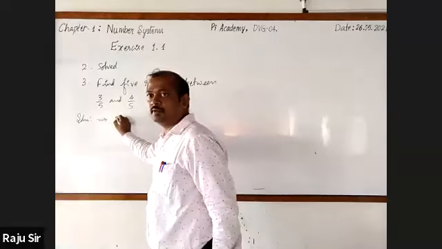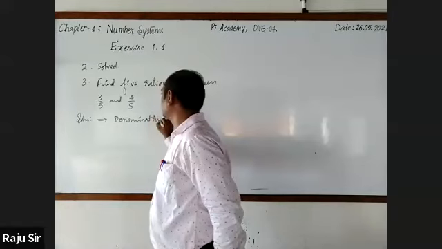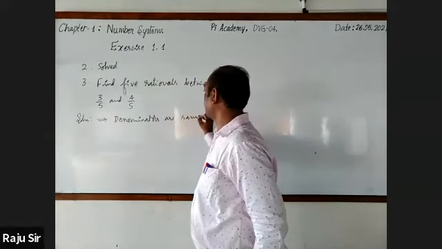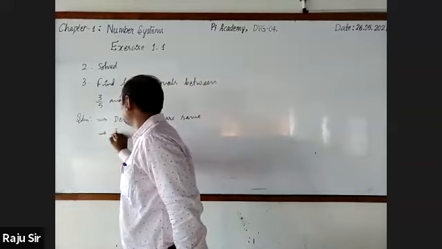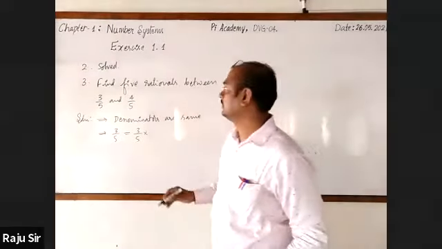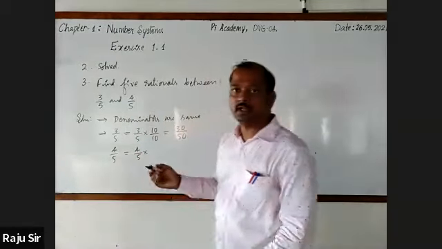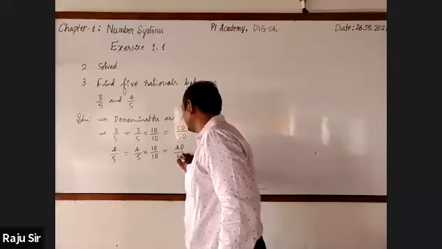For your reference, I have been writing. You are writing with me. Denominators are same. Then 3 by 5. What should be multiplied? 10. 3 by 5 into 10 by 10 is 30 by 50. Next, 4 by 5. Again, here also multiply the same, 10 by 10. This is 40 by 50.